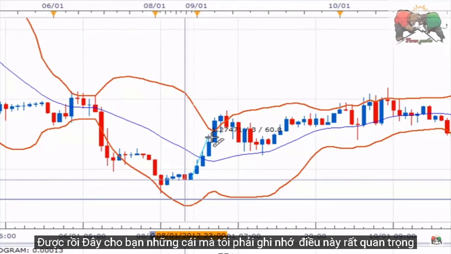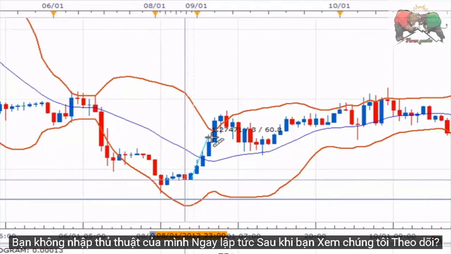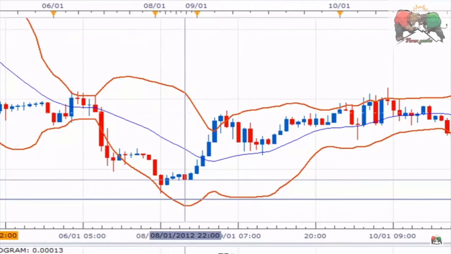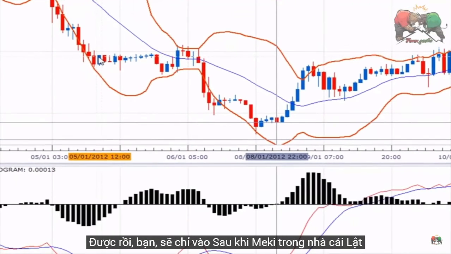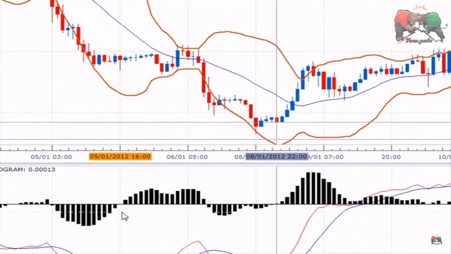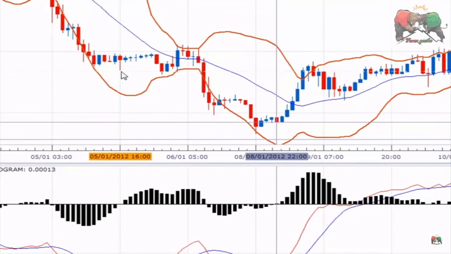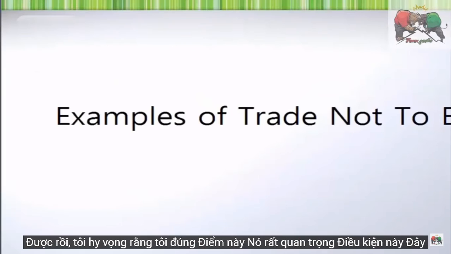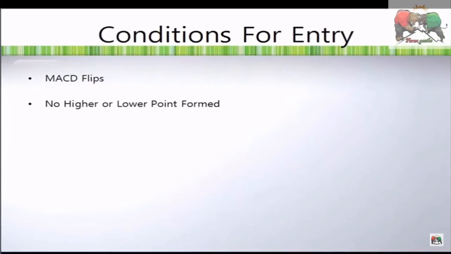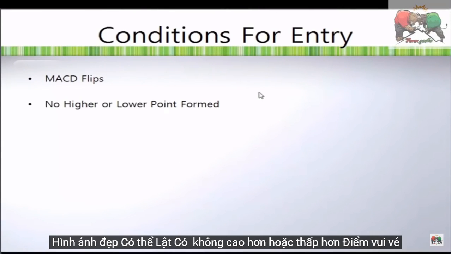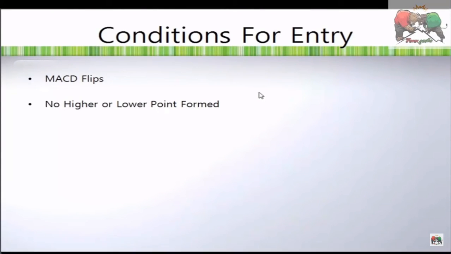But you must remember this, it's very, very important. You do not enter your trade immediately after you see a railway track. You will only enter after the MACD indicator flips from down to up, and most importantly, there should be no new low or new high formed. I hope this point is very important. This condition here. You must make sure that when the MACD flips, there's no higher or lower point formed.